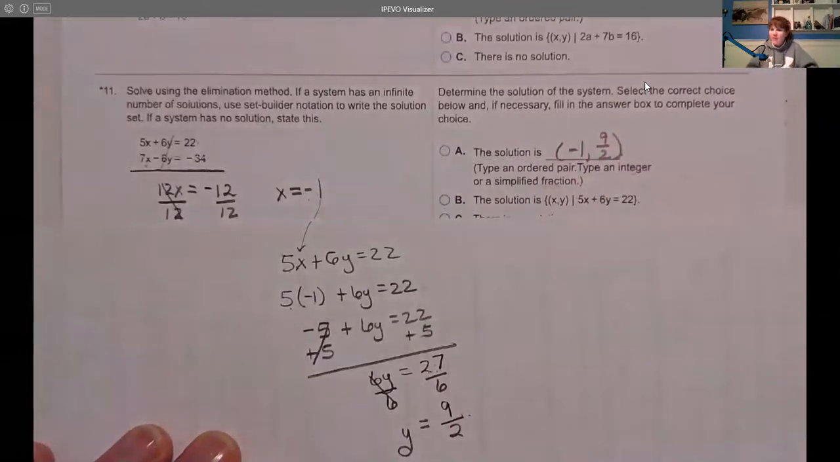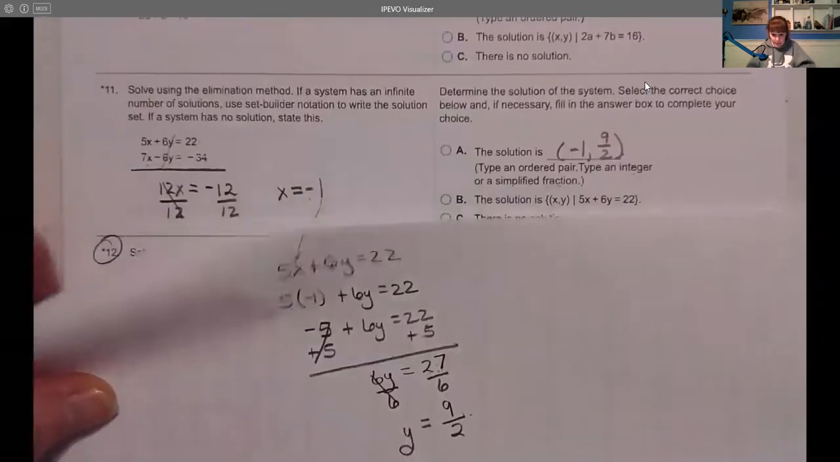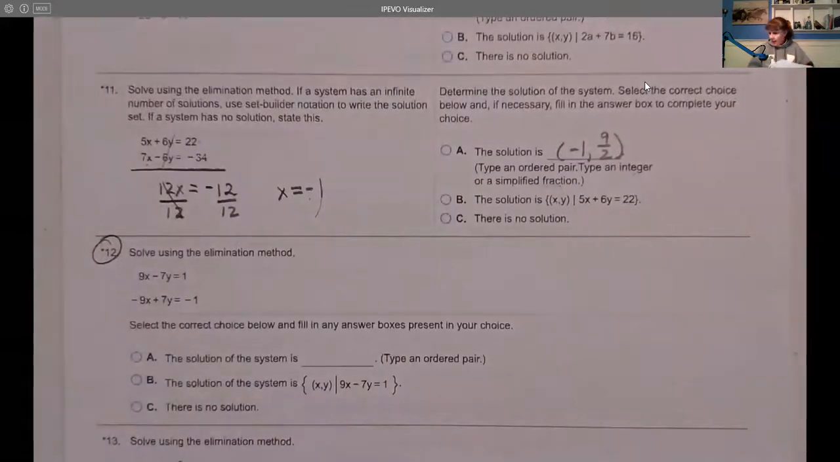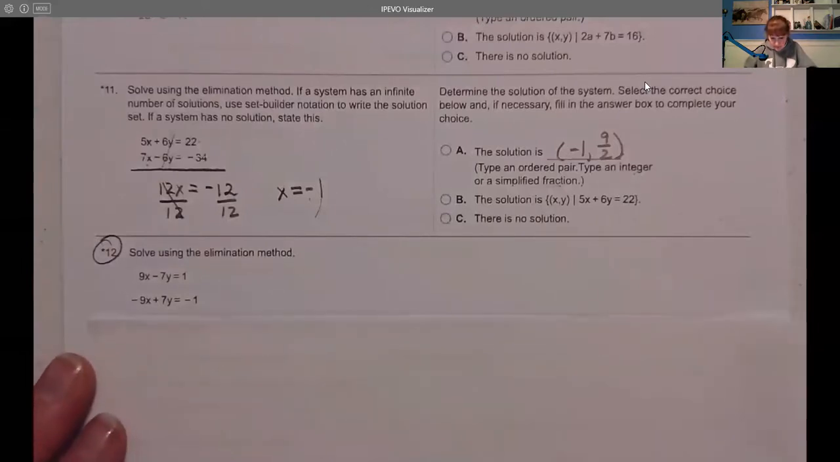All right, I have a bunch of these to try, so let's try another one. I'm going to skip 12 right now, and I'll come back to it. It's kind of a special case. That's why I circled it. You know, let's go ahead and try it.